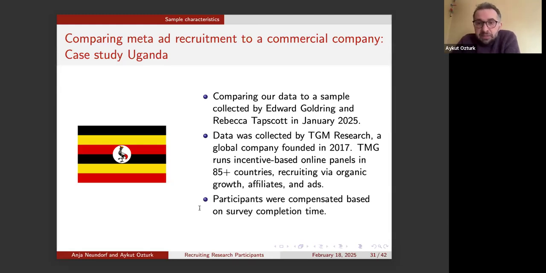They work with TGM Research. This is an incentive-based online panel. This is a company running incentive-based online panels in more than 80 countries. They say they recruit through organic growth, affiliates, and ads. Ads, of course, are the same as what we do, but they also say that they probably share posts on social media, or they recruit through other resources as well. Now, how did this company do in Uganda?